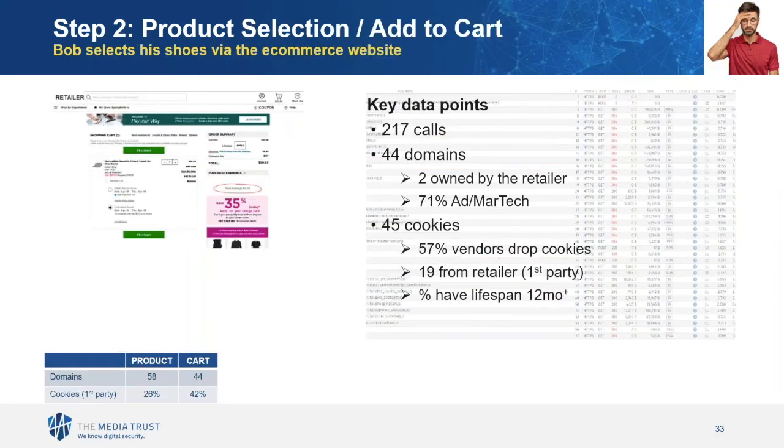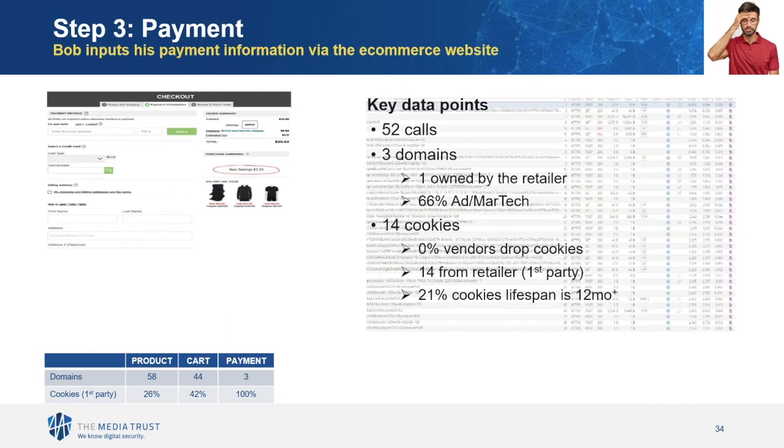Okay, so step 2, Bob selects the items he wants to purchase and places those into his cart. You'll notice a decrease in cookies and a decrease in domains, down to 44 domains, 45 cookies, and 42% of those cookies are from the first party. So that particular retailer worked with us to minimize the risk on a number of their journey pages, as you'll notice a theme throughout this journey here.